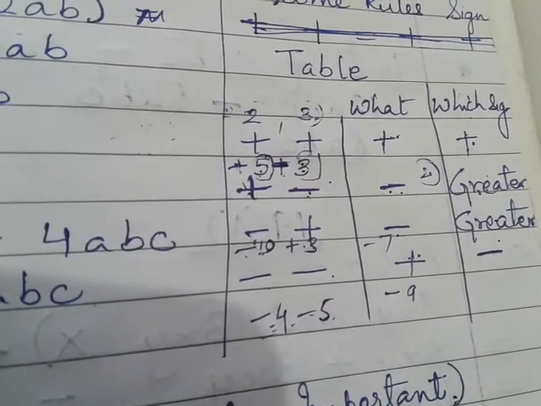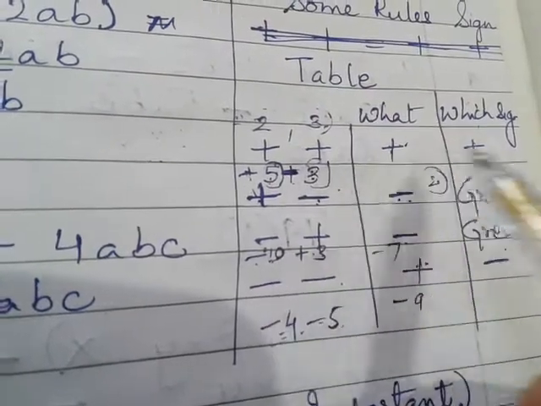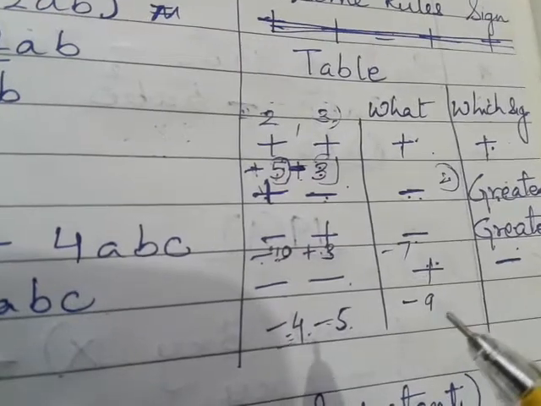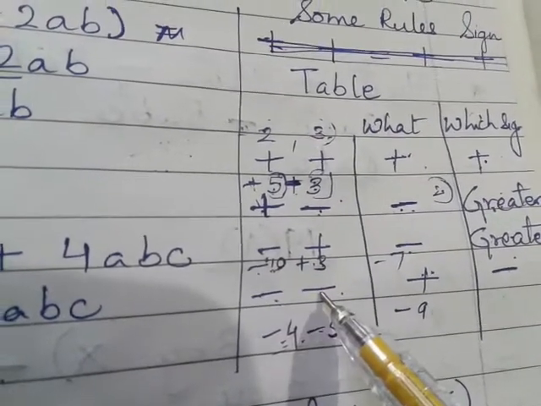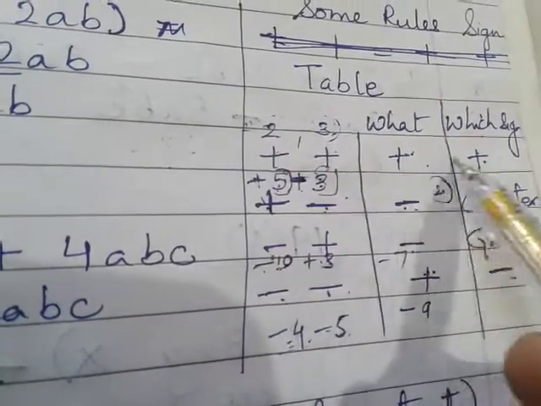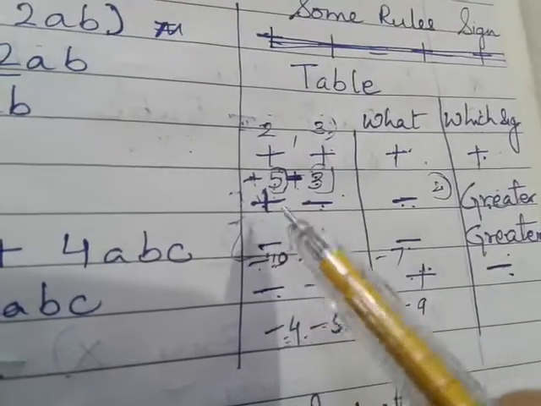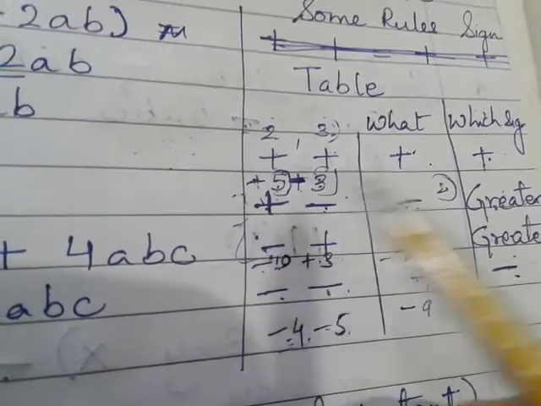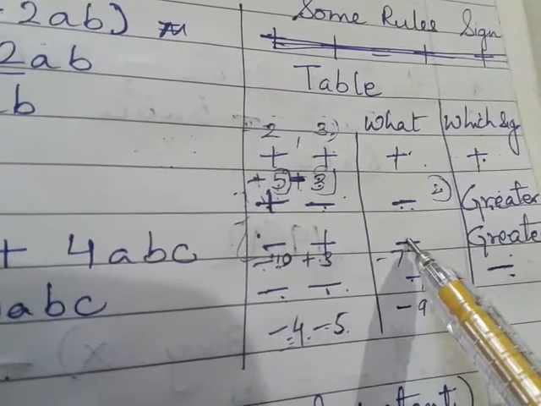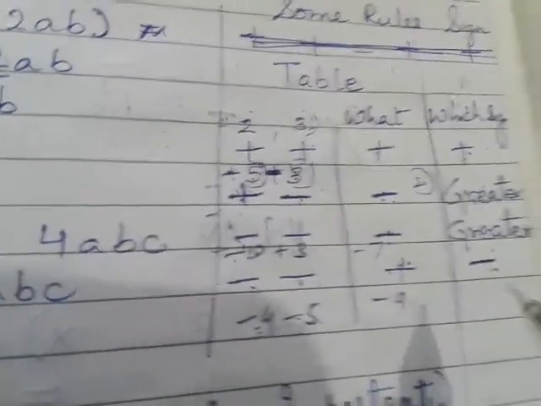Okay. When both are positive numbers, add them, and the sign is also positive. If both are negative, then also add them, but the sign will be minus. And if any one of them is minus, then subtract them and put the sign of the greater integer, whichever is greater. Okay, so this is the description.